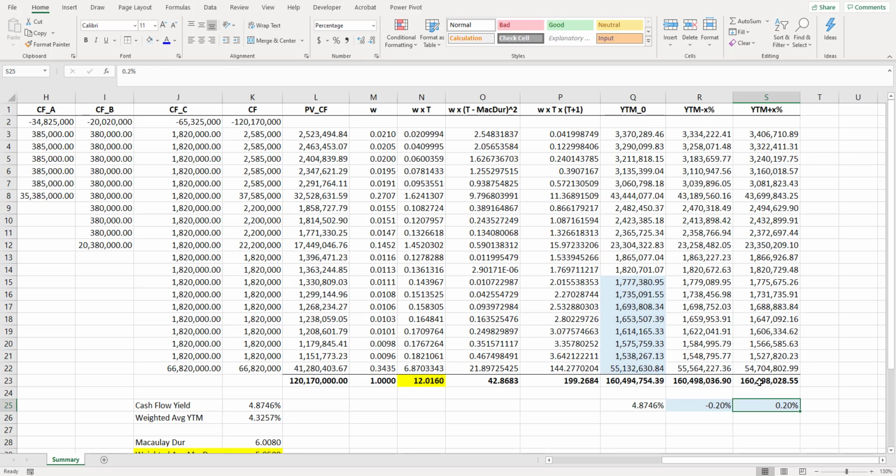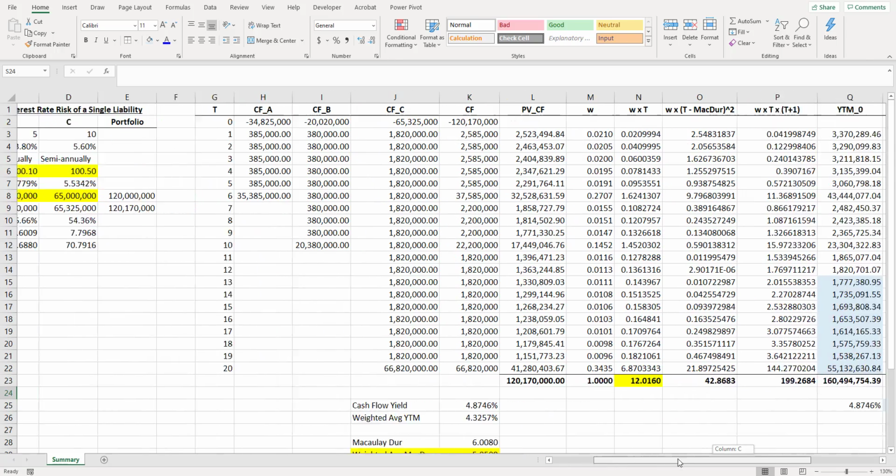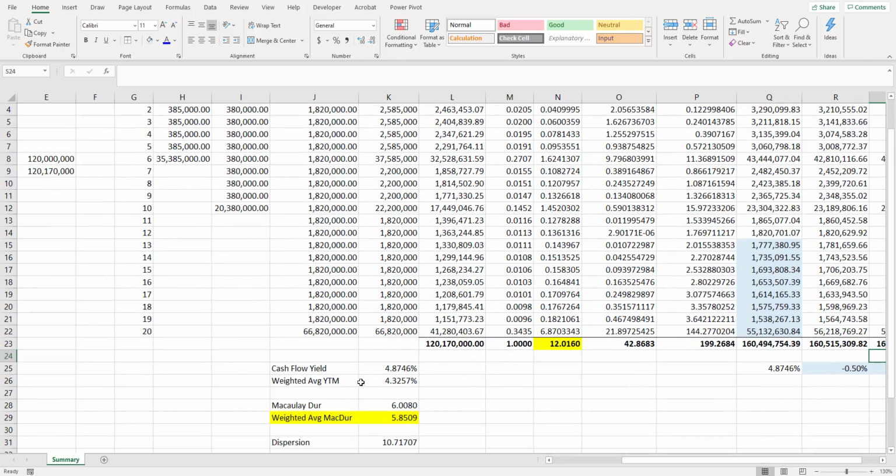Now, of course, I could increase the shock to 0.5%, and you will see that the values under both a yield decline and a positive shock will be quite close at the Macaulay duration period. So hopefully through this video you get to see the illustration of how interest rate immunization works, and what is convexity, or the dispersion of the Macaulay duration.